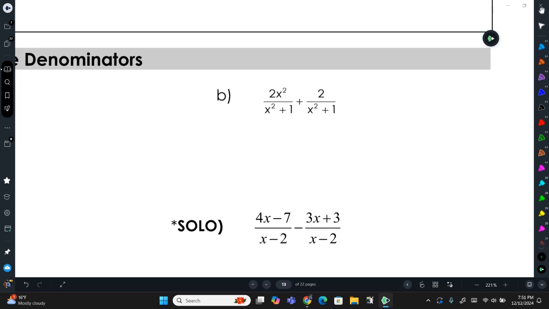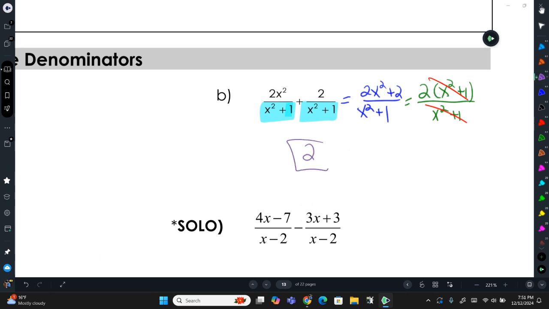All right, over here, our denominators, again, are already the same. So it's going to be 2x squared plus 2 over x squared plus 1. Well, that numerator has a GCF of 2. And we don't need to put parentheses around it in the denominator. I just did that as a force of habit. So we can cancel off the x squared plus 1 on the top and bottom, and that will just leave us with 2.